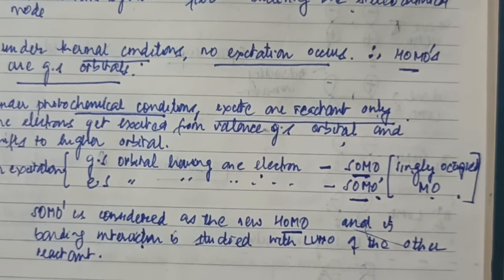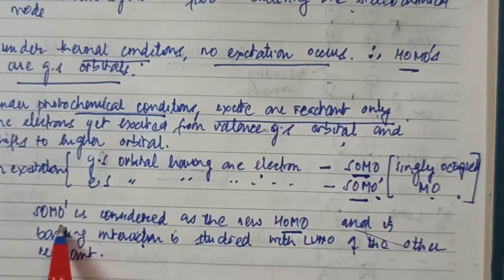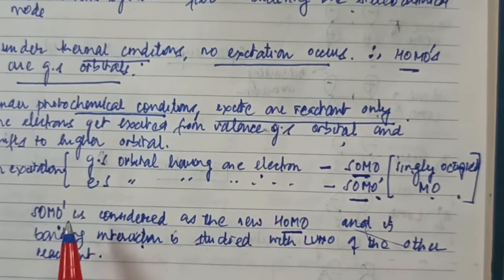The one which is lower in energy from which the electron got excited is called SOMO. The one to which the electron got excited and was earlier vacant is called SOMO dash. So SOMO dash is one which is now half filled but higher in energy as compared to the other orbital. Therefore, now the new HOMO under photochemical conditions is the SOMO dash orbital. And it is this orbital's interaction, because this is now HOMO, which has to be considered with the LUMO of the second interactive system.